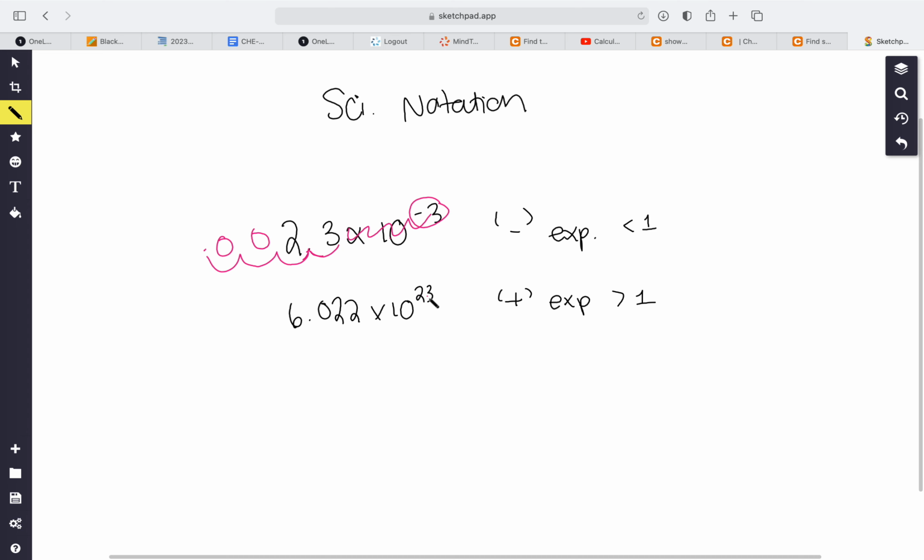I'm not going to move this over 23 times, but you can see that in order to make this number bigger, you'd have to move it 1, 2, 3, and so on. Add in all those zeros. He probably will not give us an example of a number that big. But yeah.